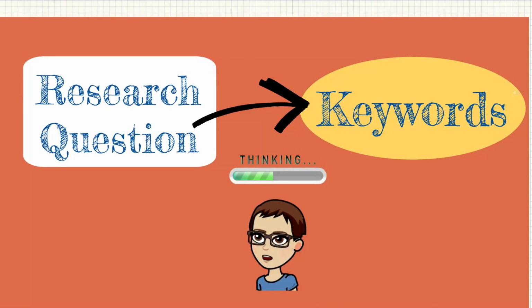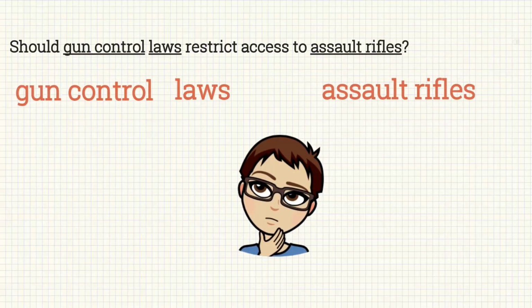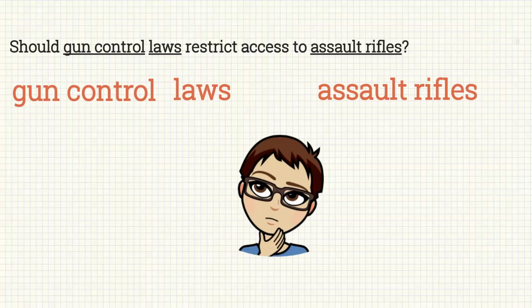So how do we get from our research question to the keywords that we need in order to be successful in finding information about our topic? The best place to start is to look at your research question. Identify 2 or 3 really important terms or phrases. In this question, we've pulled out the words gun control, laws, and assault.